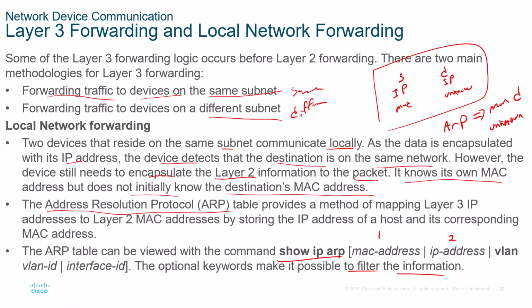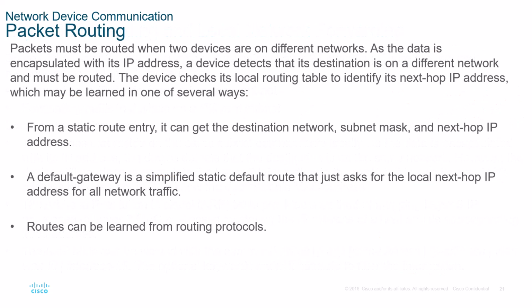So far what we've been talking about has been forwarding from one device to another. Forwarding normally occurs at layer 2. When we have to forward to a different subnet, we have to be careful with the wording. You can forward to a different subnet, but we often call it path selection or routing. Packets must be routed when the devices are on different networks. So we don't use the word forwarding to a remote network, we use the word routed. The data is encapsulated with the IP addresses of the destination.